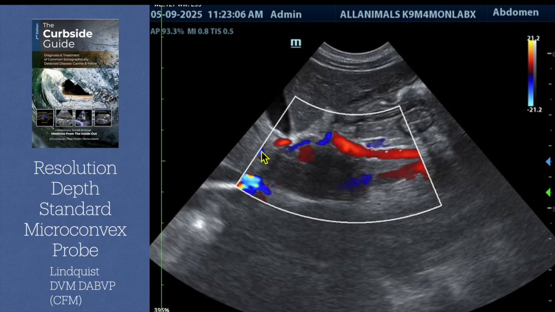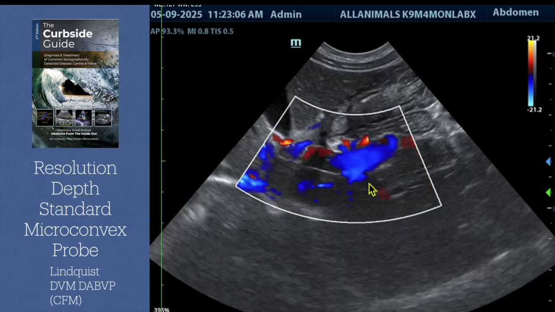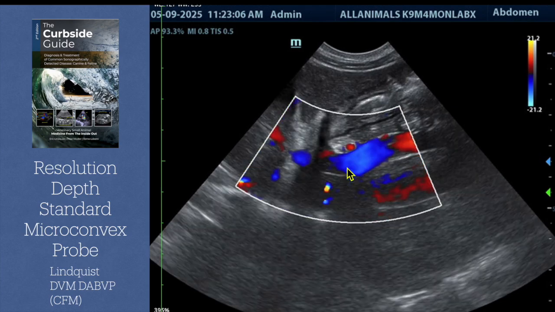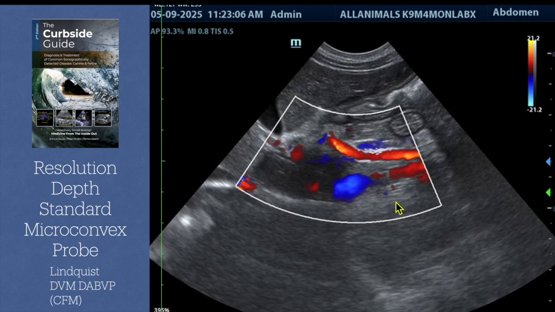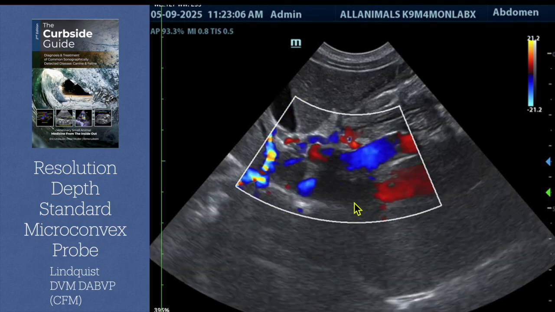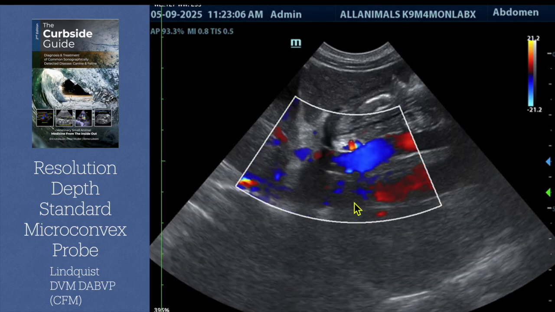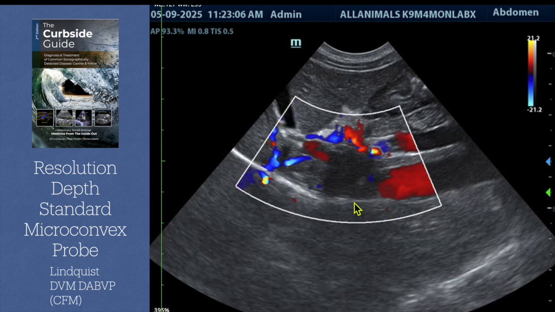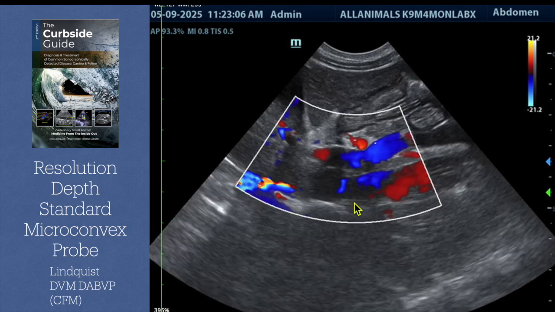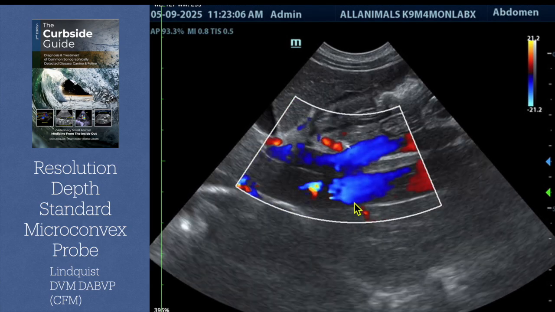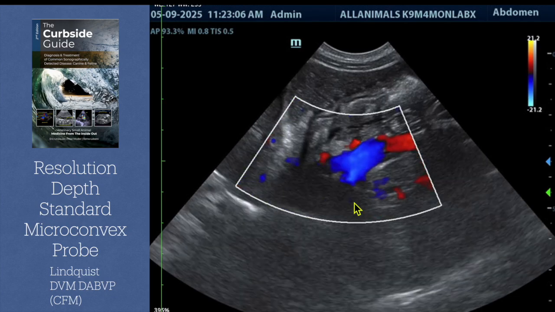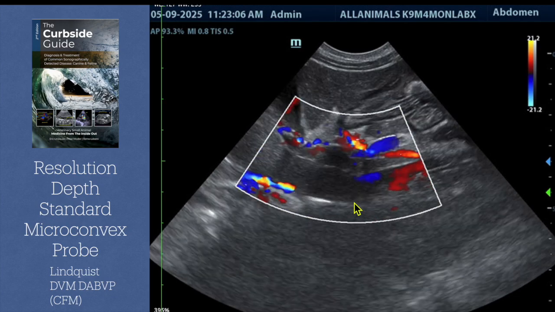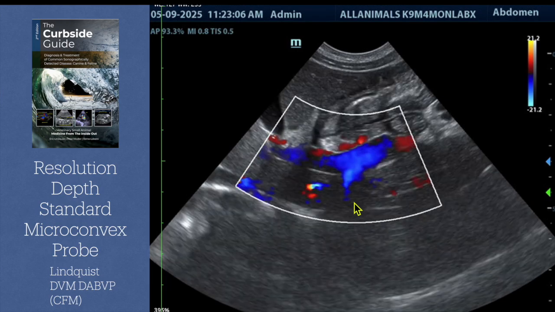My sectors may be a little bit wider than they should be, so I'm wasting some echoes there. But I've got nice solid flow at 5 centimeters of depth, because this is a young Labrador, obviously, so it should scan really cleanly because it's a bag of water, right? And so the acoustics are better. The acoustic penetration is naturally better in this dog. Now, if I had a 14-year-old Labrador, same position, the acoustics would be poorer.